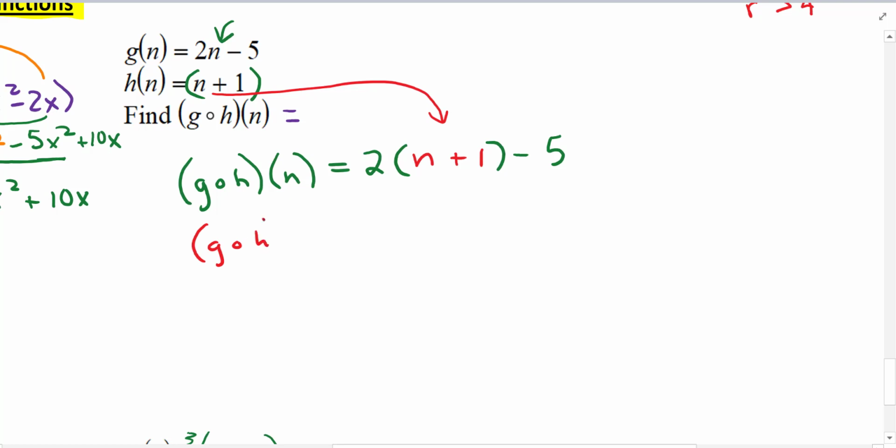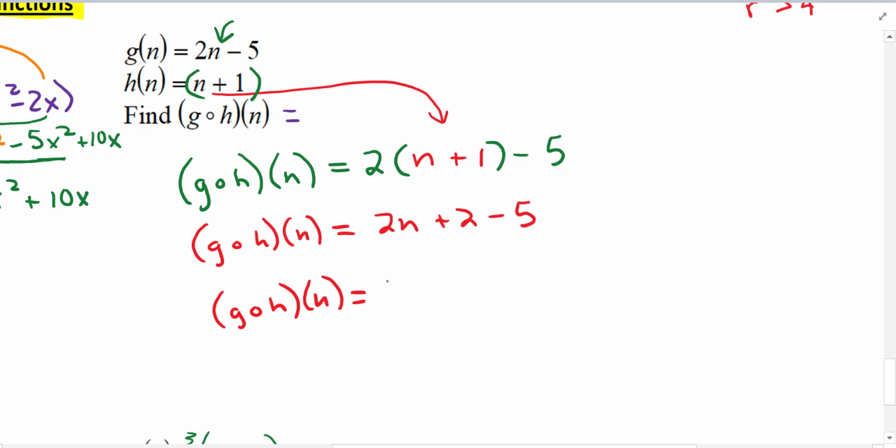G of h of n, and we're going to do the distributive. 2 times n is 2n, 2 times 1 is 2, and then we're going to bring down that subtract 5. And the last thing we're going to do is simplify. So 2n minus 3. That's it. That's all there is. These get a little bit harder, but for the easy ones, it's pretty easy. All right, that's it.